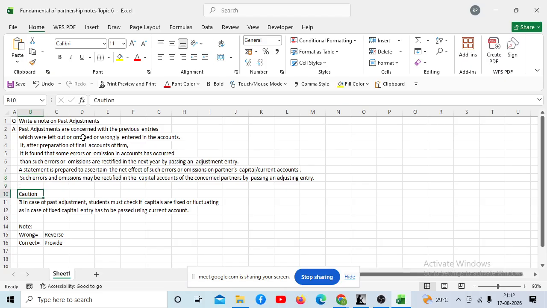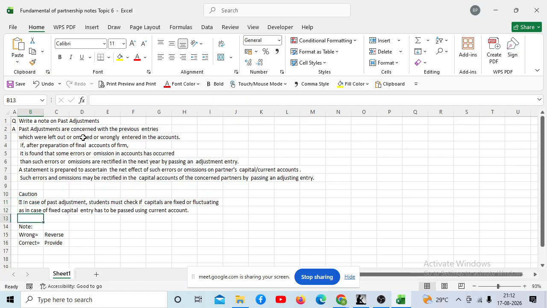Now here some caution is given. In case of past adjustment, students must check if the capitals are fixed or fluctuating. It means you should read the statement properly to see whether the capital is fixed or fluctuating, right? If they say the capital is fixed, then we have to pass the entry through current account, because fixed capital means we cannot change the capital balance. And if they are not mentioning anything, we have to assume that the capital is fluctuating, so we can pass the adjustment entry through the partner's capital account.